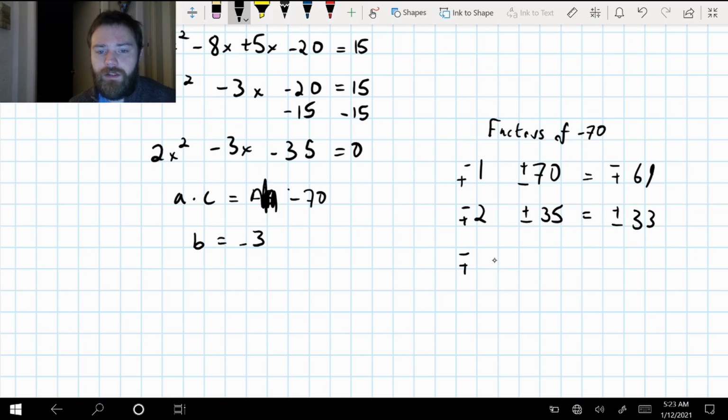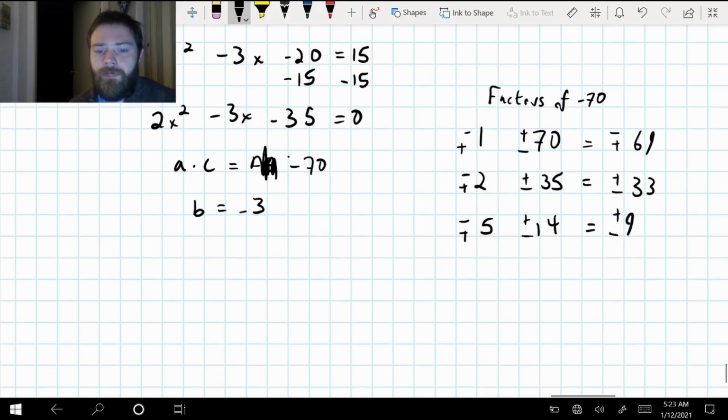So negative 5 and positive 14 should be... negative 5 plus 14 is positive 9. Positive 5 minus 14 is negative 9, okay? And then we could divide it by 10. If I divide this by 10, that gives me 7, so negative 7 and positive 10. Negative 7 plus 10 is positive 3, and then positive 7 minus 10 is negative 3.